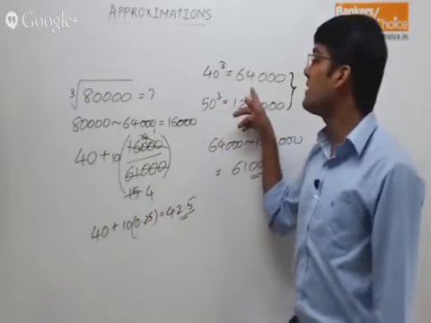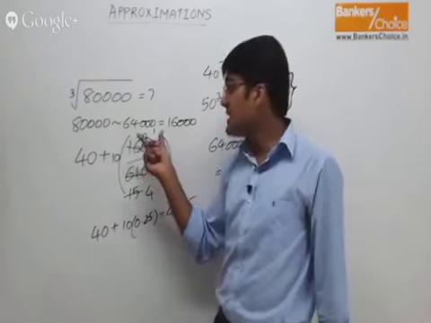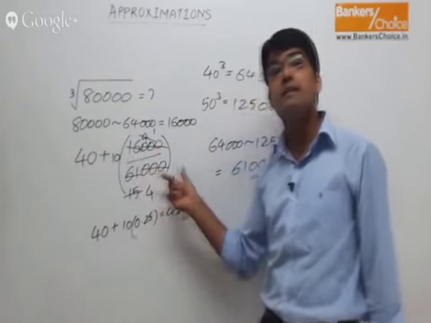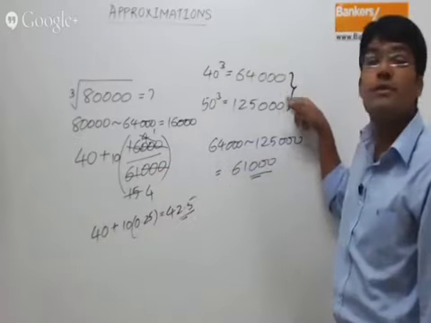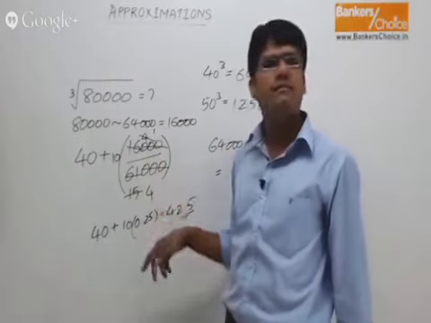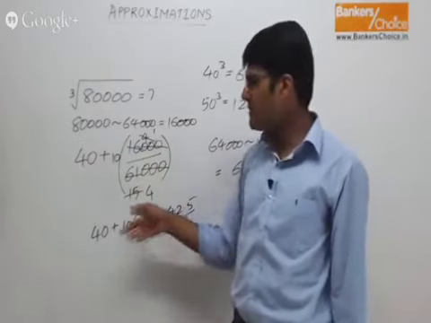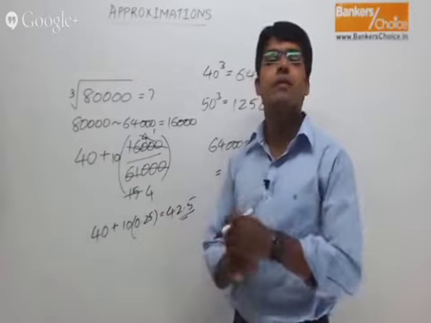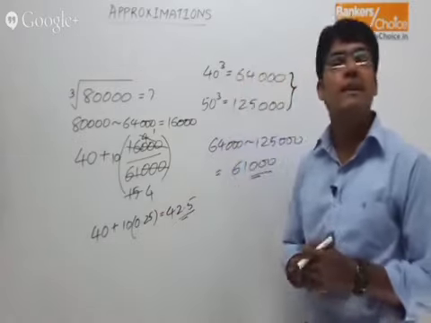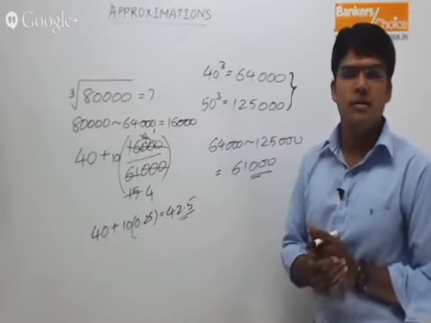80,000 is how much more than 64,000? It is 16,000 more. 16,000 divided by 61,000. Thus, this denominator here is important. What is the 61,000? 61,000 is the difference of these two values. So 16 by 61 is approximately 1 by 4, 1/4 of 10 is 2.5, right? 2.5 plus 40, 42.5. So approximately 43 is the answer. You can check in your calculators. Find out 43 cube. You will find it close to 80,000. So that is the logic that you need to follow.